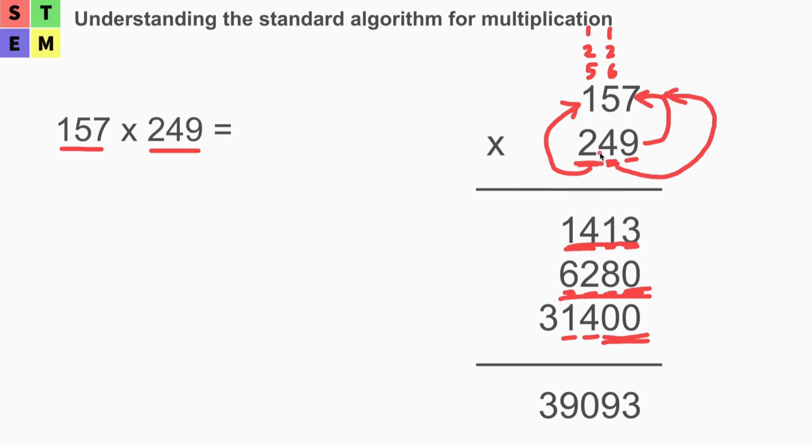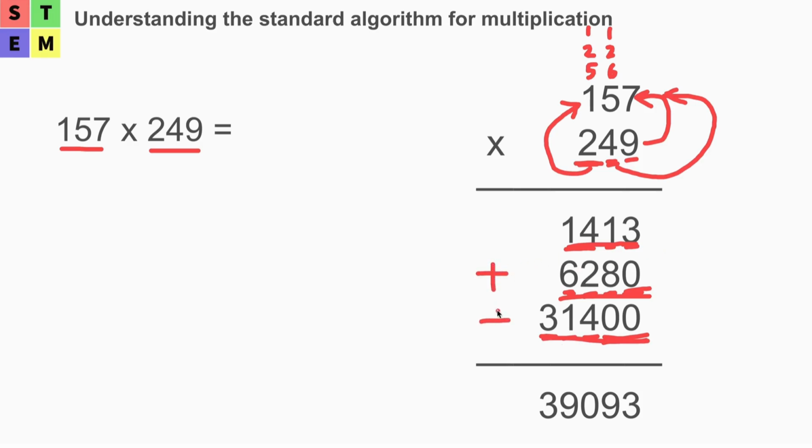And then 2 times 1 is 2, and 2 plus 1 is 3. So that's why we got 31,400 there. So the next step is we are going to add them together.